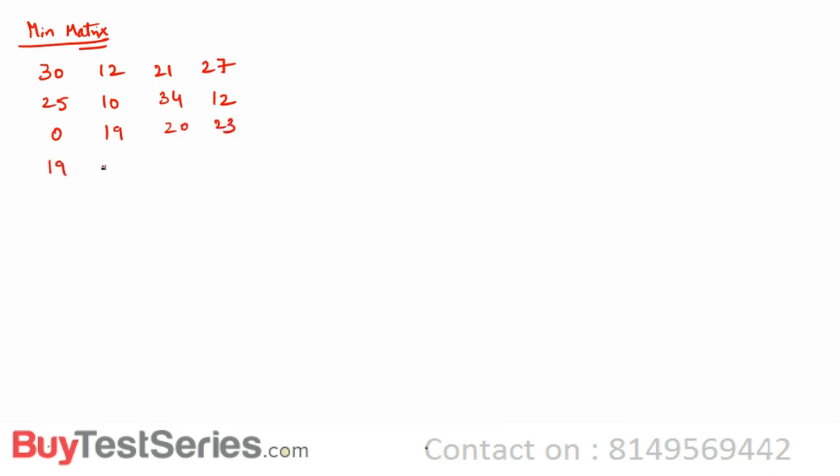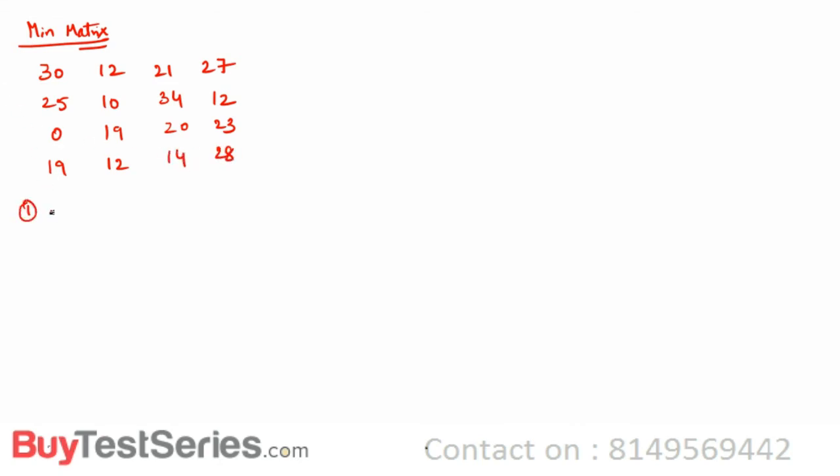okay. Now let's go for the minimization matrix. So what is the minimization matrix? You've got 30, 12, 21, 27, 25, 10, 34, 12, 0, 19, 20, 23, 19, 12, 14, 28.